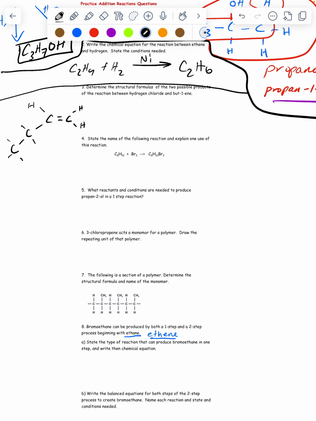Now, if I want to write that condensed, I could get rid of this long carbon chain and write something like C2H5. It would be a little more condensed. Now, the HCl can add H here and Cl there. Or you could add Cl on the left and H on the right. So those are going to be the 2 different ways that we can add hydrogen chloride onto an alkene.